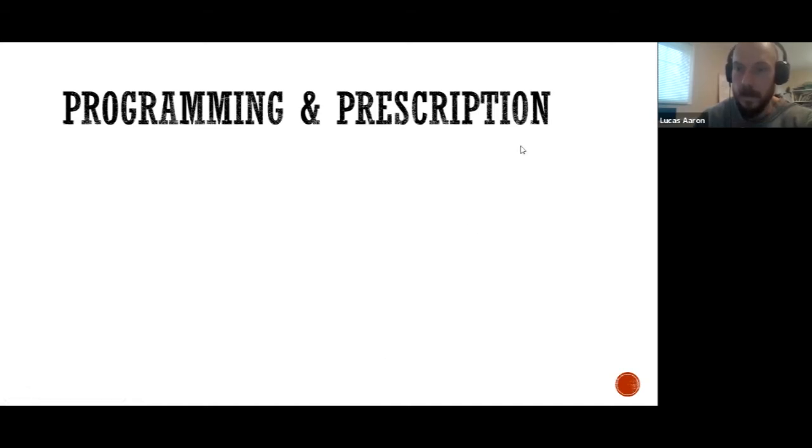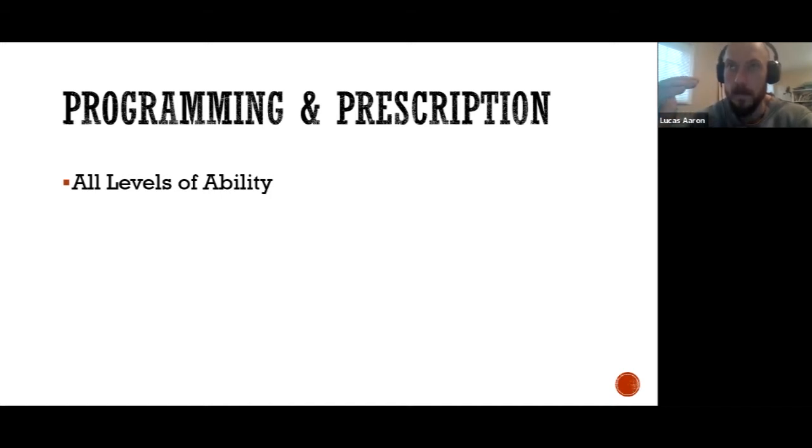So let's take a look at some best methods of application for programming and prescription. We want to be considering the categorization of movements and how they are affected by gravity at all levels of ability so that we can better assist individuals. At a beginner stage, it could be more focused on assisted gravity movements. At an advanced stage, we could be more focused on neutral gravity position and resisted gravity position movements, and just creating that balance of structure throughout the training session.